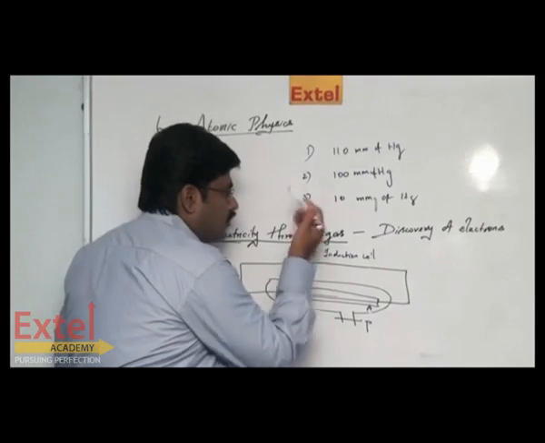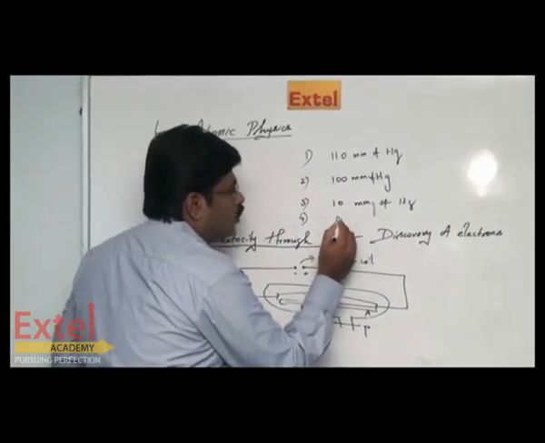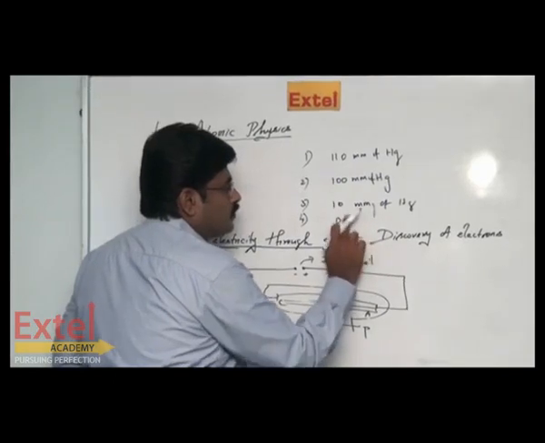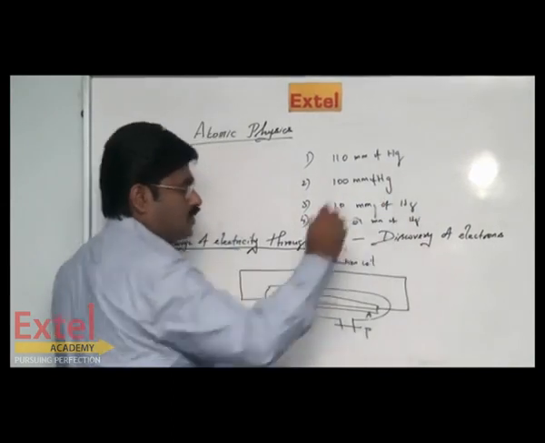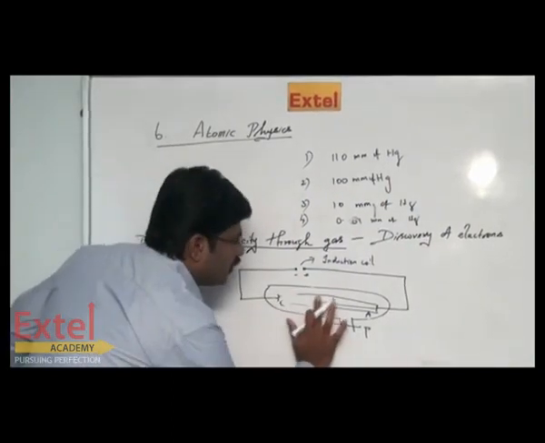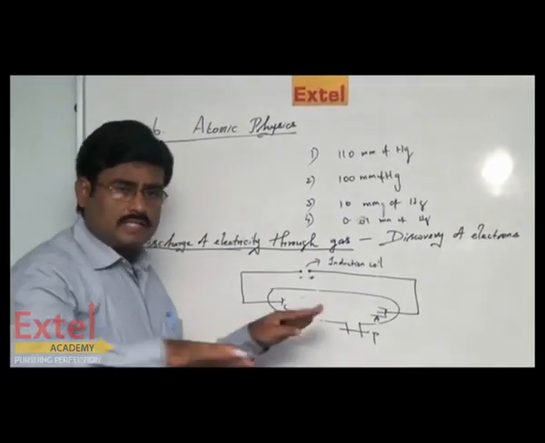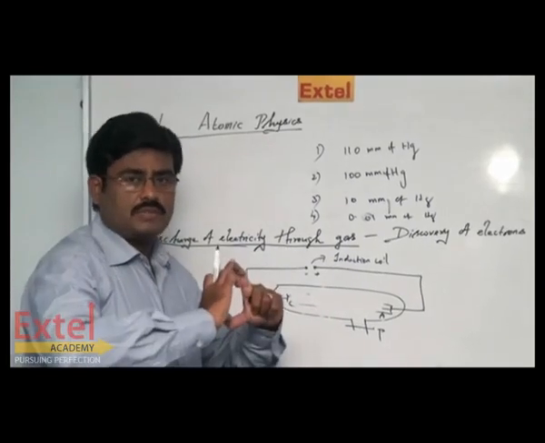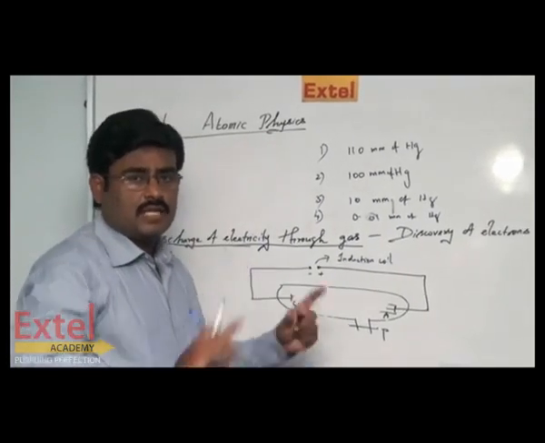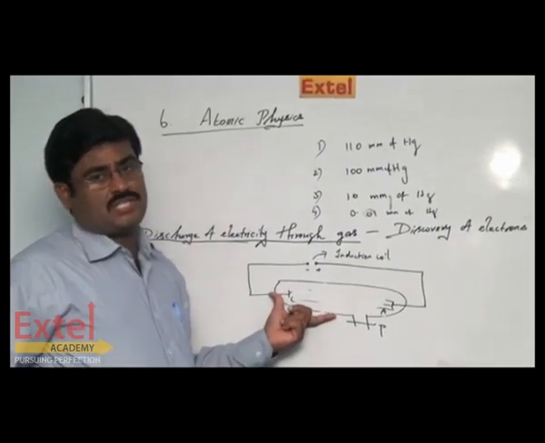So the fourth time, when the pressure is further reduced from 10 to 0.01 millimeter of Hg, the luminous column starting from anode and extending up to cathode disappeared completely, and in that place darkness was produced. That dark space was named by him as the Crookes space.